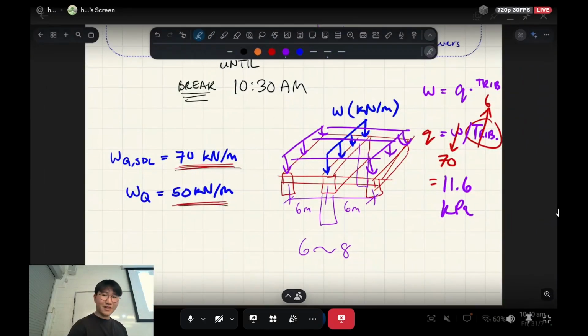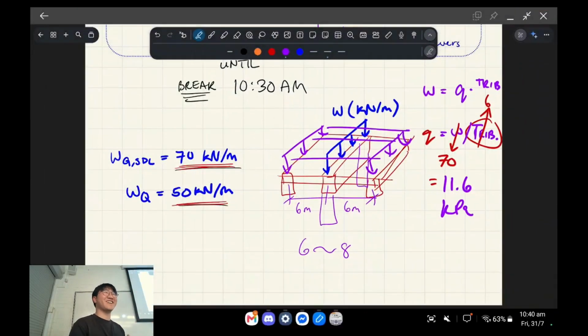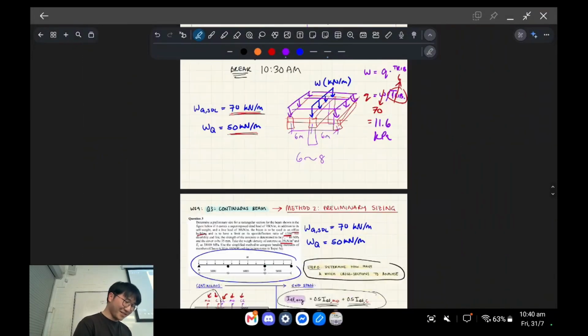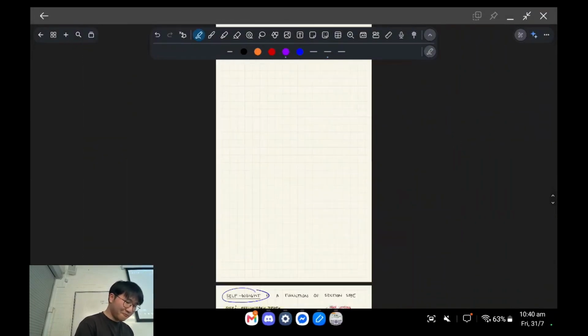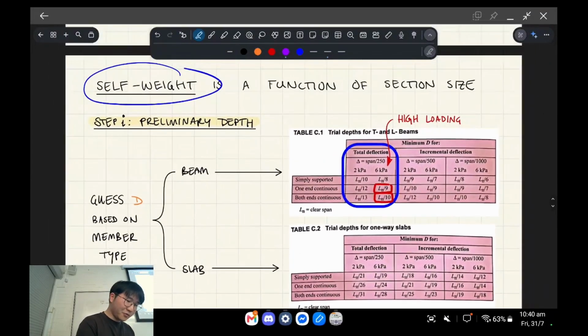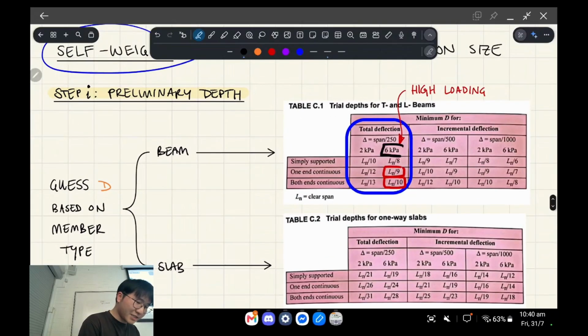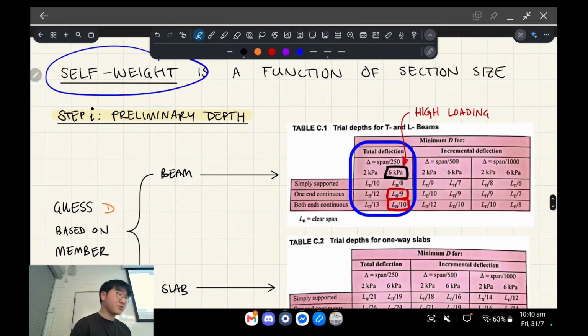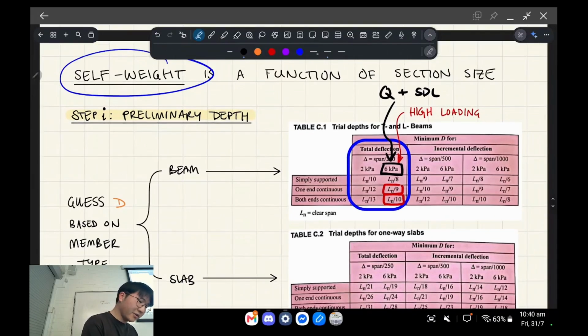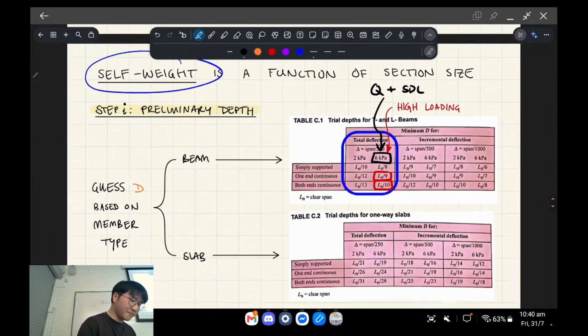So going back to this, 11 kPa is huge, right? 11 kPa is massive. It's a very high amount of loading. I don't even know if this would satisfy it, to be honest. But this says 6 kPa, and this is referring to a Q plus SDL load, I guess. Anyway, just take the high loading value for this particular scenario.